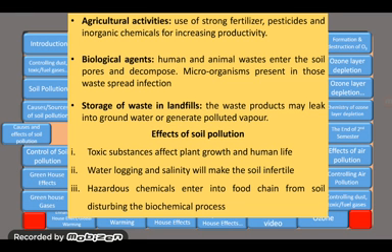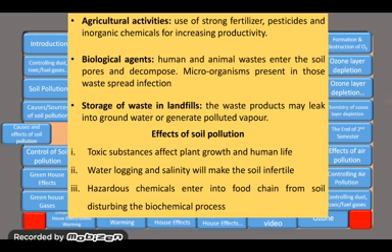Then 2. Waterlogging and salinity will make the soil infertile. Well, if you have a landfill area and during downpour such area will be waterlogged, and that will affect the fertility of such area. When you have excess of water lodged in a particular area, such soil will be infertile, and it may also increase the salinity, that is the saltiness of such particular soil.